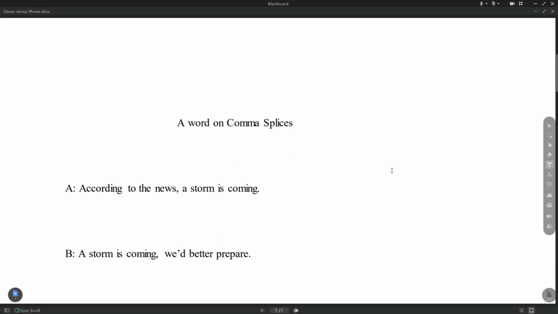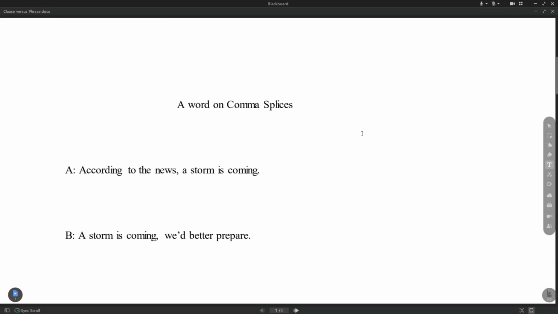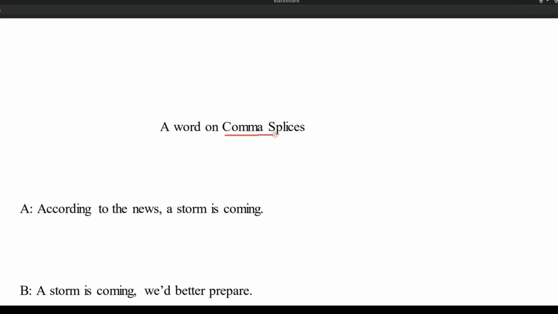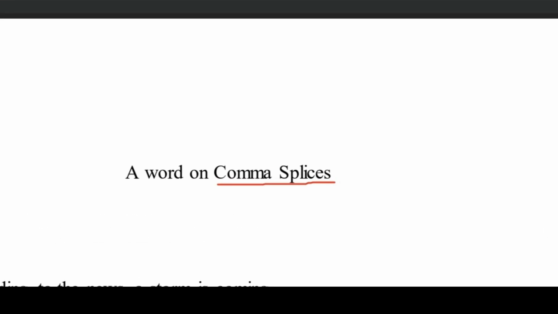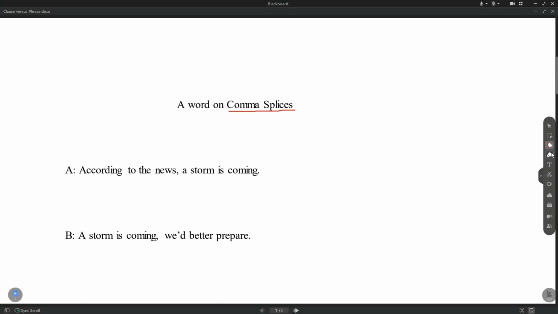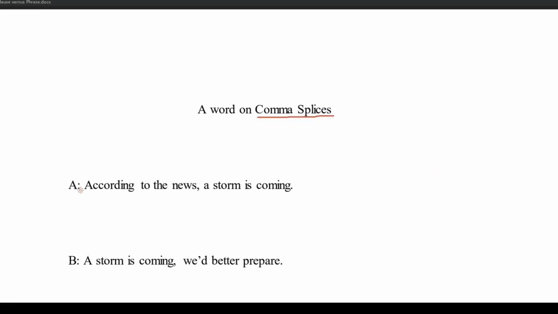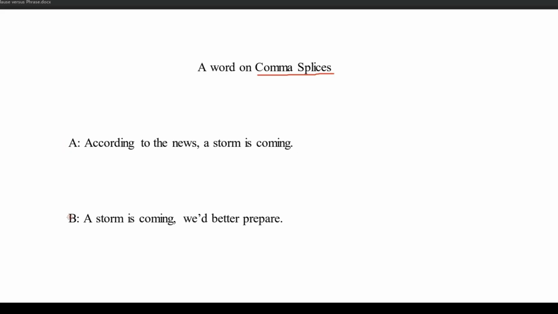Now that you are clear, I hope, on the difference between a clause and a phrase, I would like to talk about something called comma splices, which is a thing in writing that you want to avoid. We'll get to the definition of a comma splice in a moment. First of all, have a look at A and B up on the board here. A, according to the news, a storm is coming. B, a storm is coming, we'd better prepare. One of these two sentences is incorrectly punctuated. Which one is it? If you'd like to take a moment to think about that, pause the video and come on back. Otherwise, we're going right through.